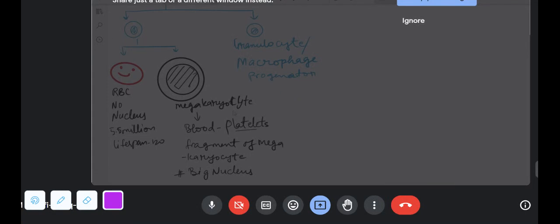First is what? Neutrophil. Then basophil, eosinophil, and the fourth, mast cell, like this.